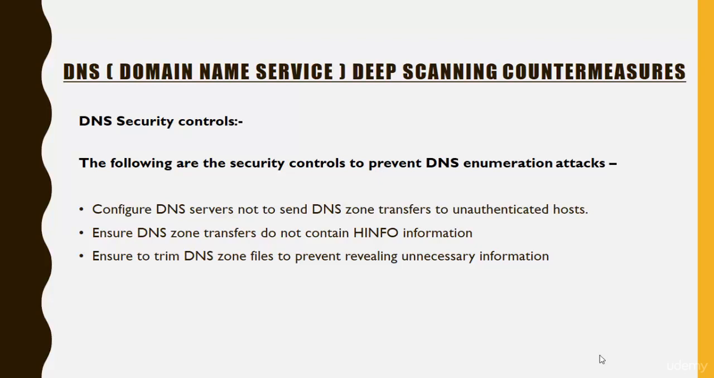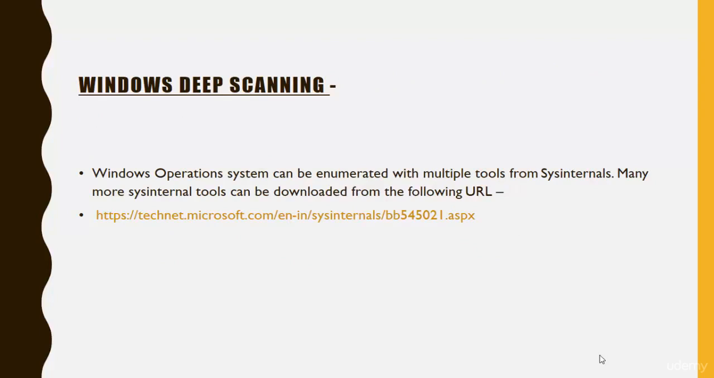This is important. Windows deep scan. The Windows operating system can be enumerated with multiple tools from Sysinternals. Many more Sysinternals tools can be downloaded from the following URL. It is a Microsoft URL and you can download some Windows operating system enumeration tools from here.